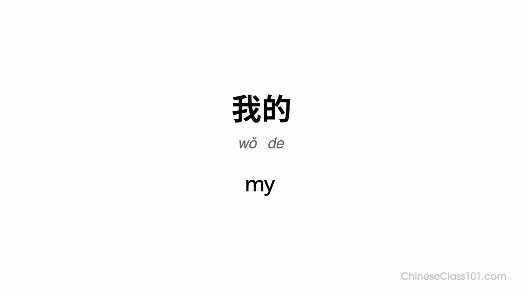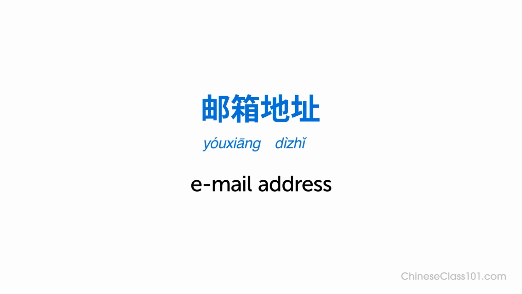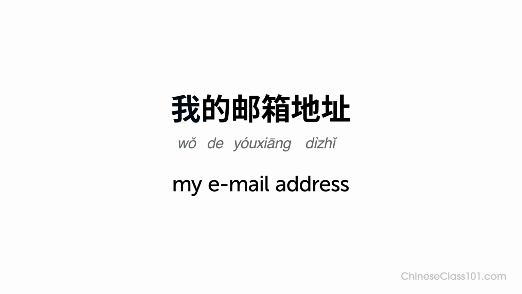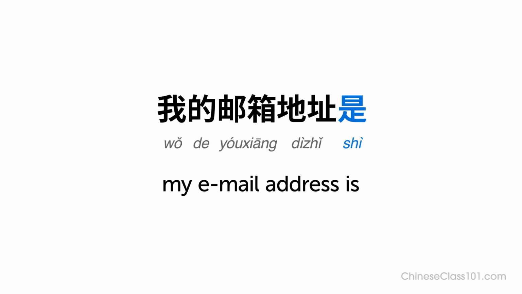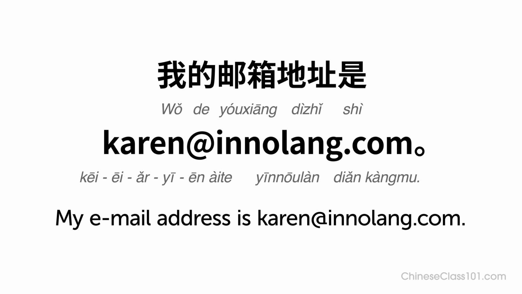Next, do you remember the word for email address? 邮箱地址, email address. Together, 我的邮箱地址, my email address. Next is 是. Here it's like the "is" in "my email address is." Next is Karen's email address.